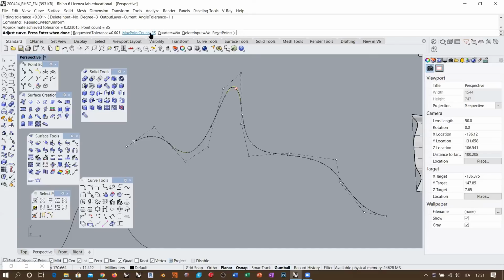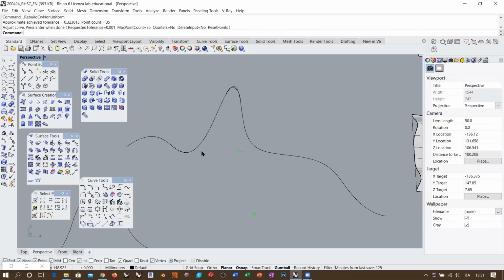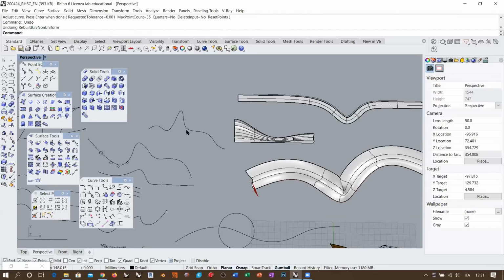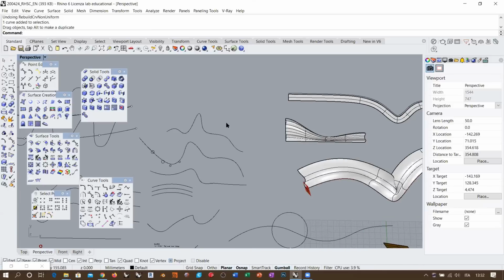While if you work with refit, you don't know how many control points and spans you will have. So the difference is between tolerance, amount of control points, spans, and therefore topology. Always.